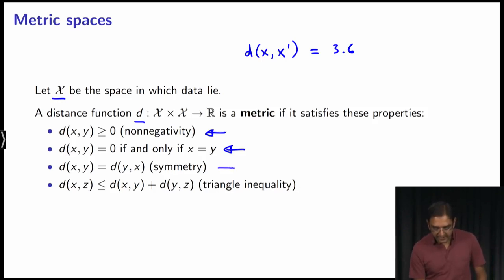The third property is that the distances should be symmetric. So the distance from x to y should be the same as the distance from y to x. And the final property is the triangle inequality.